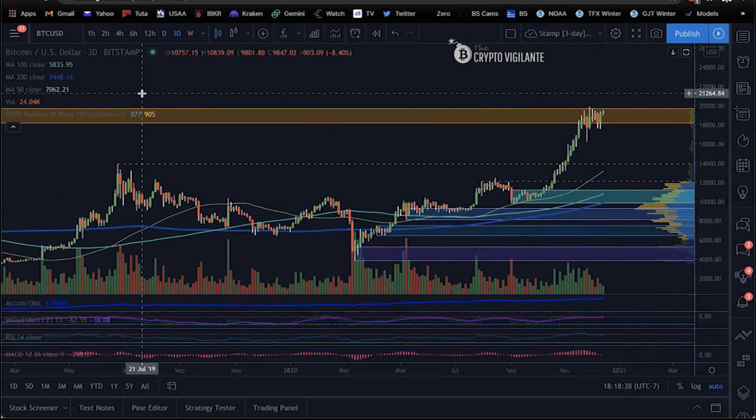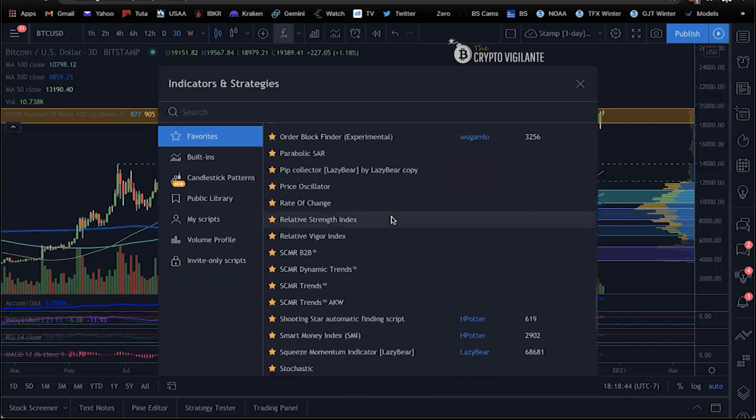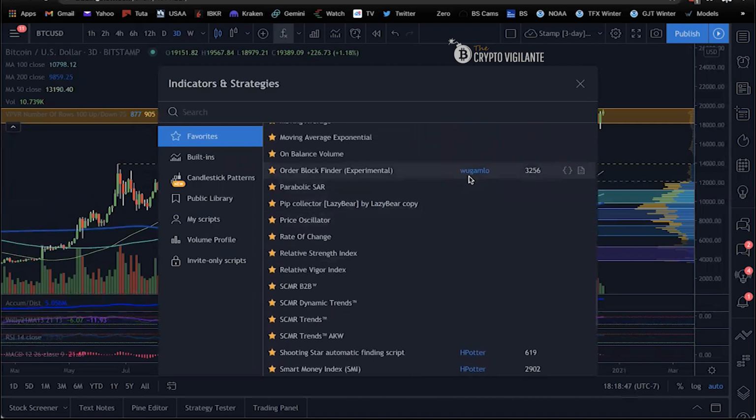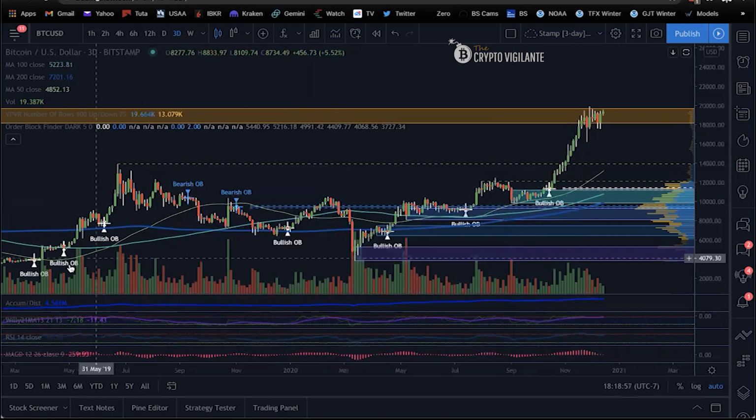Now, if you're on TradingView, I just discovered this a couple weeks ago, and this is great for confirmation. This guy that I follow on Twitter, I can't remember what his Twitter name is, Valmo. He made this order block finder that he's been improving, and let's slap it on here and see what it looks like. And boom. So, here we go. Bullish order block here.